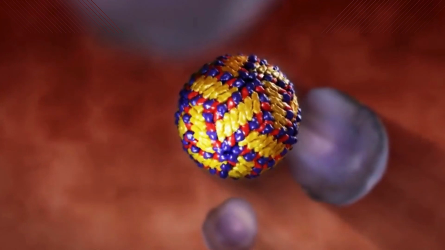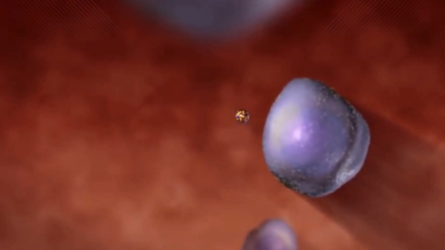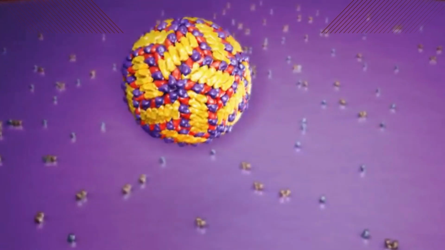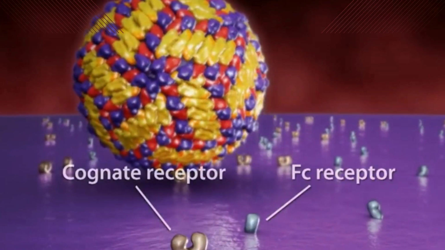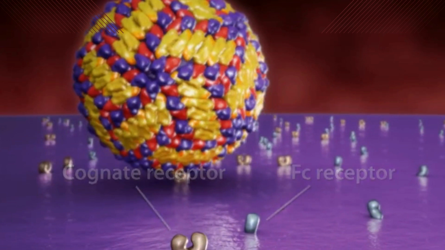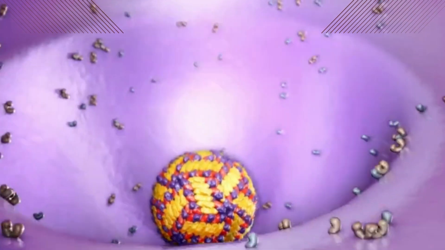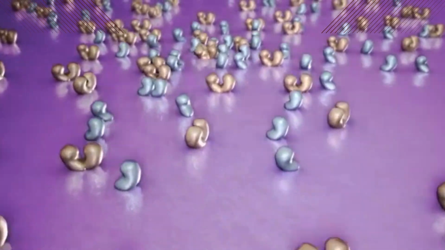Immune cells are targeted by the dengue virus. There are two cell surface receptor molecules important in dengue infection. The cognate receptor is involved in normal infection, and the Fc receptor is involved in a phenomenon called antibody-dependent enhancement. The virus's envelope protein binds to the cognate receptor and triggers a cellular process called receptor-mediated endocytosis.